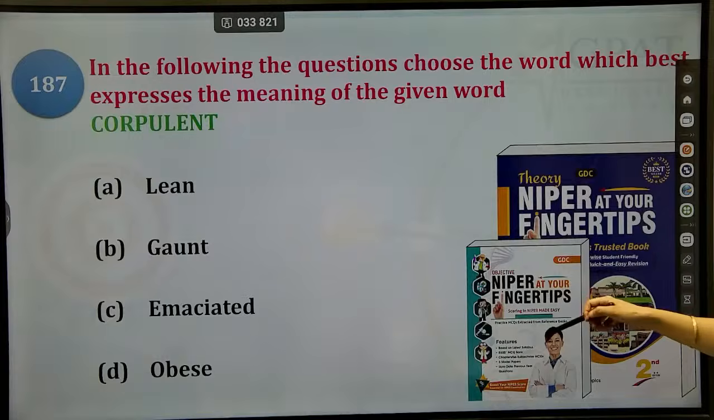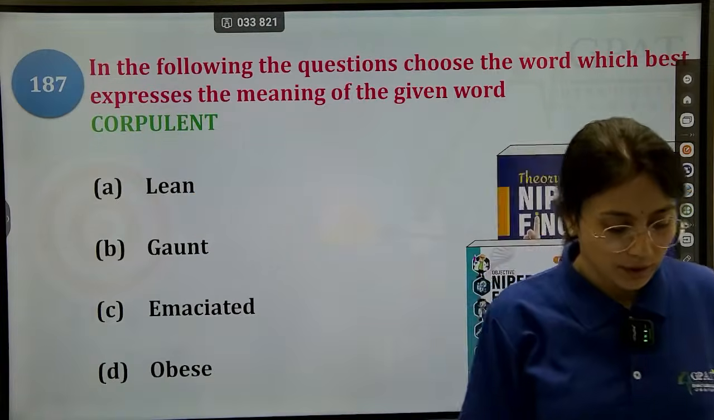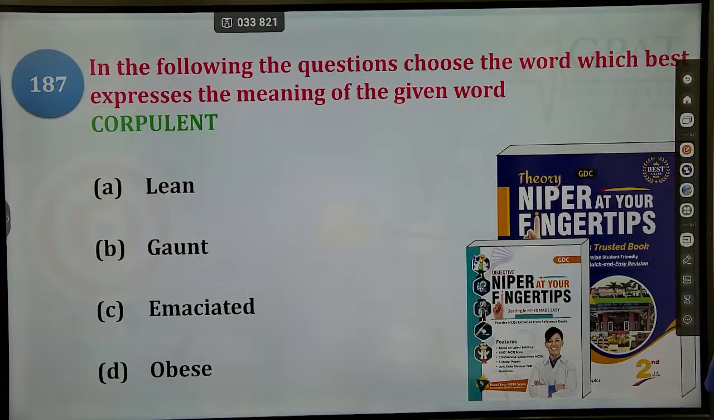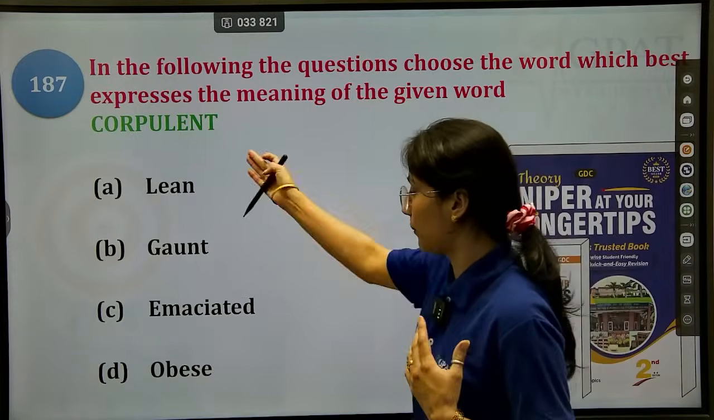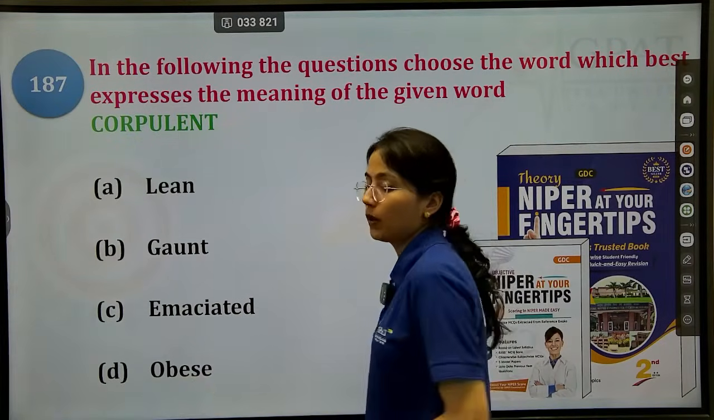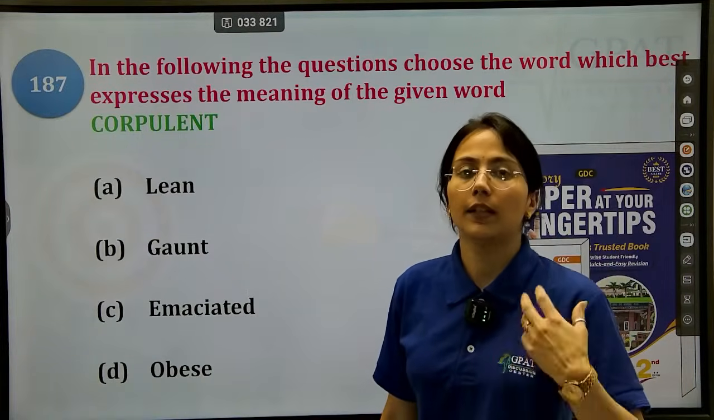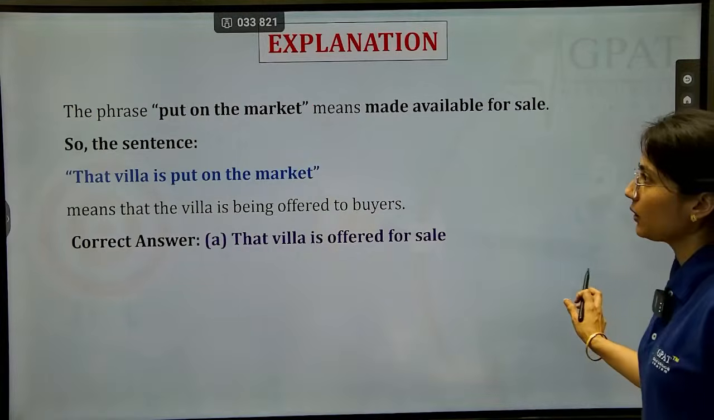Now move to the next question. In the following question, choose the word which best expresses the meaning of the given word. Corpulent, a person who is overweight or has a large bulky body. From the four options, lean, gaunt, emaciated and obese. When a person puts on weight, we call him or her obese. So option number D is correct, that is obese.